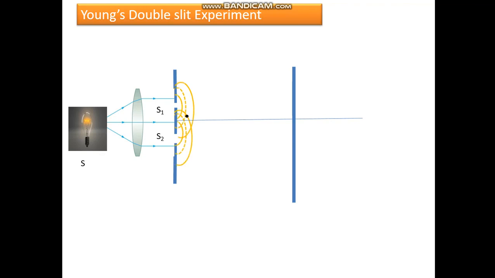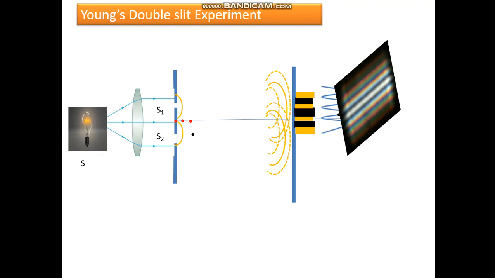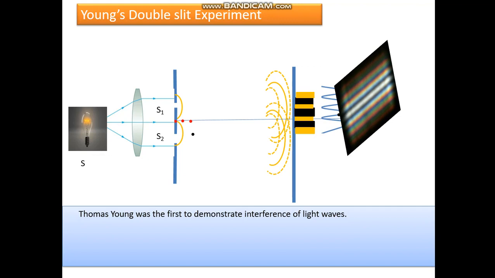Young's double-slit experiment comprises a source S which gives rise to S1 and S2 on a cardboard with two holes, giving out spherical wavefronts which reach the screen and give you an interference pattern. That's the waveform associated with it. So this is the thing that is observed on the screen.